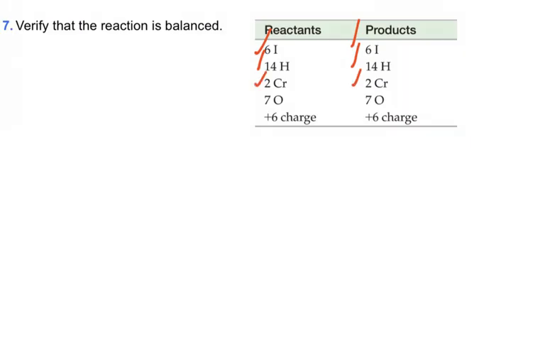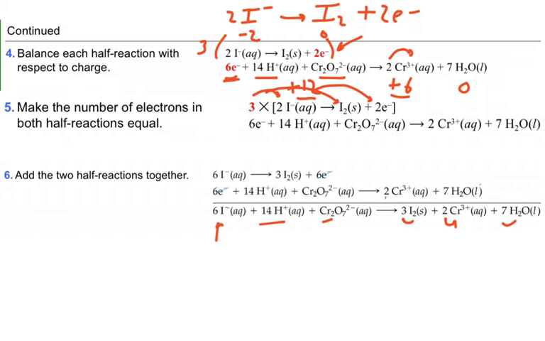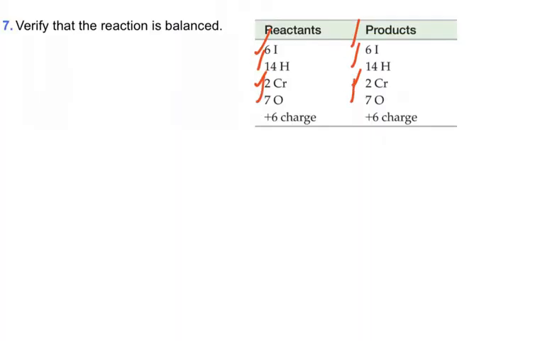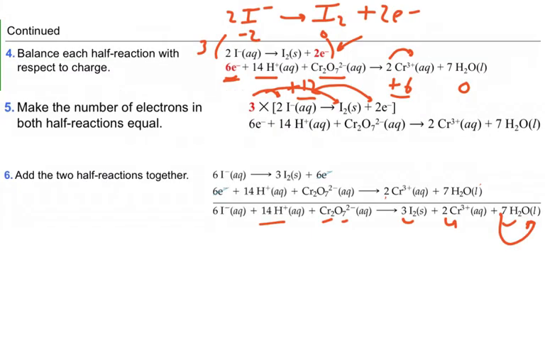That leaves us with oxygen. There are 7 here, and 7 times 1 over here. That's also 7. So the last thing we need to do is to balance the charges. Let's take a look and see if they're balanced. There are 6 negatives here, 14 positives here, and 2 more negatives here. Remember, that's 14 times 1.